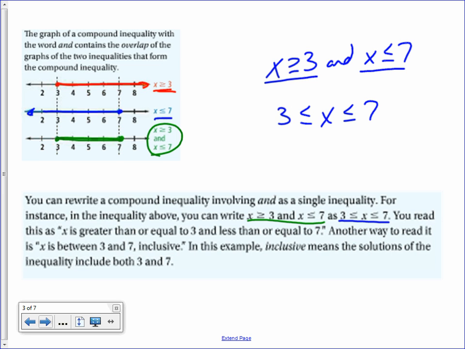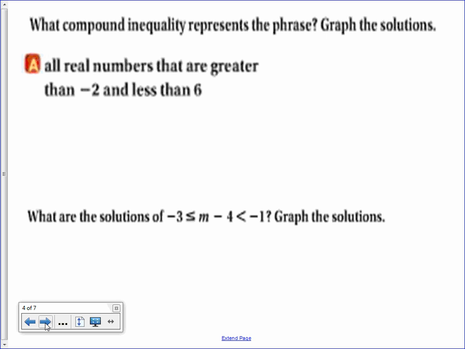So when I continue on here, what compound inequality represents the phrase all real numbers that are greater than -2 and less than 6? We're going to start out with the first method where we have an and in between them. So I would have x is greater than -2 and x is less than 6. There would be the compound inequality written with an and.